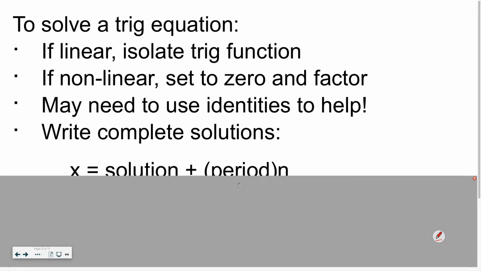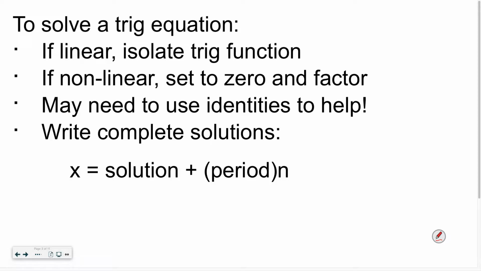Then we need to write our complete solutions, and this is how we're going to do it. You are going to write the solution, and then plus whatever the period is times n. I'll let you write it down, and then I'll go into more detail about that.